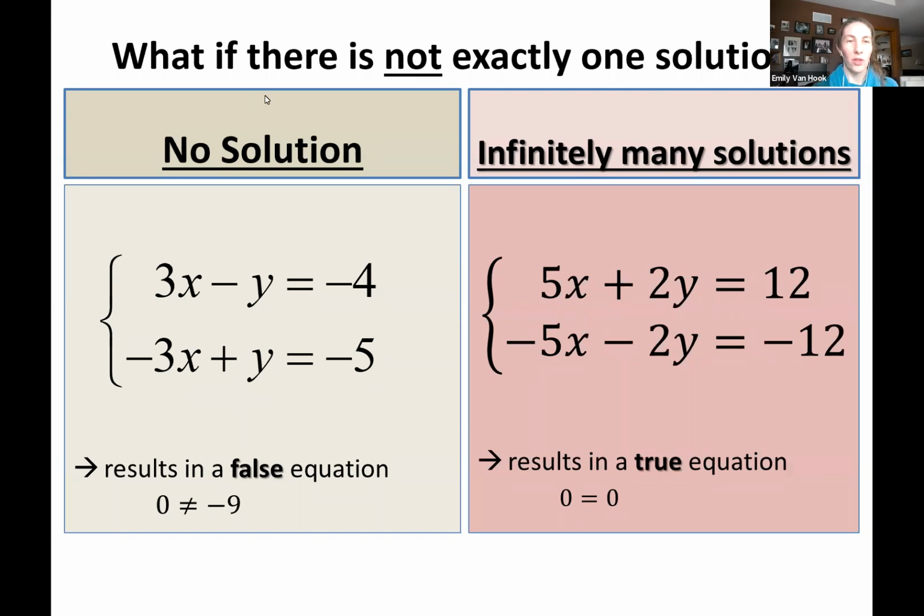So in this first example, 3x minus y equals -4, negative 3x plus y equals -5. The y's would cancel out. The negative y and the plus y would cancel, but actually, so would the x's. 3x minus 3x also cancels out. So we're left with just nothing on the left side. That's 0. And then when you add the numbers on the right side, you get -9. 0 is not equal to -9. This equation is not true. So if it results in a false equation, that's when you say your system has no solution.